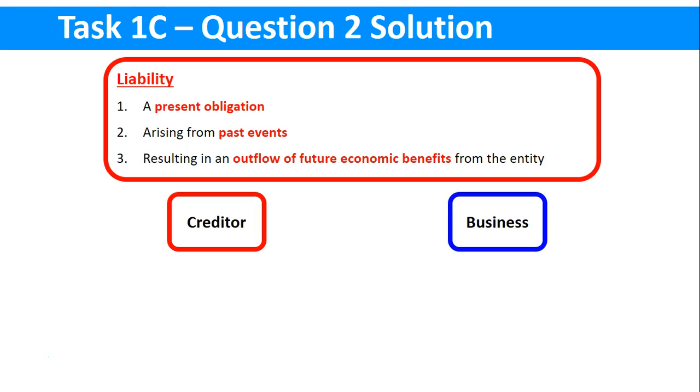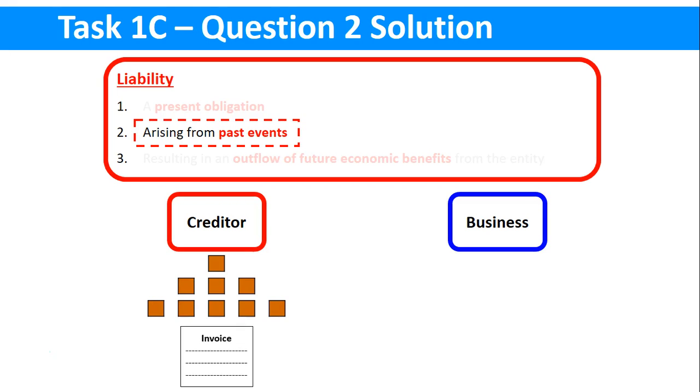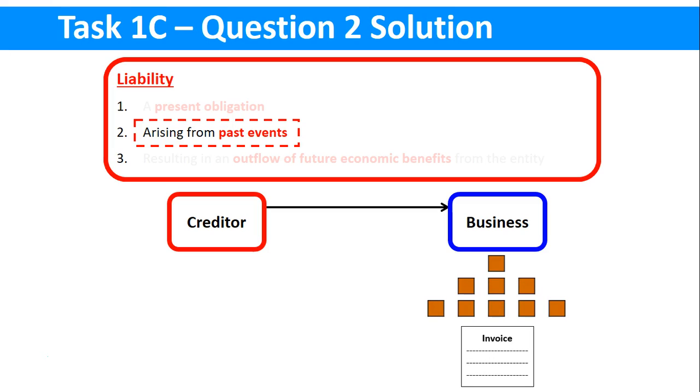So let's look at the part about the goods with the invoice going to our business. That is actually going to be our second criteria there, called arising from past events. That's actually just a fancy way of saying in business there are transactions. Those transactions represent a past event between businesses. So in this case, when the creditor sent those goods with an invoice to our business, that was a past event. So we can tick off our first criteria of a liability.